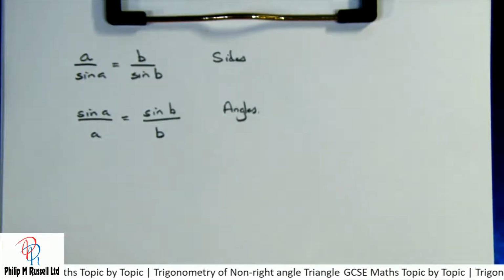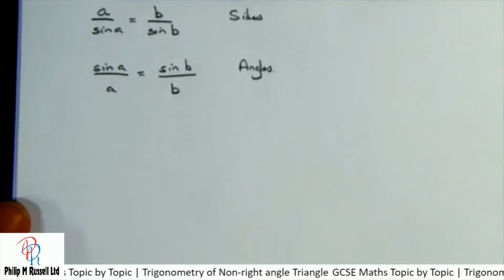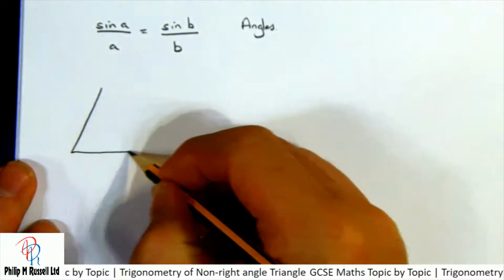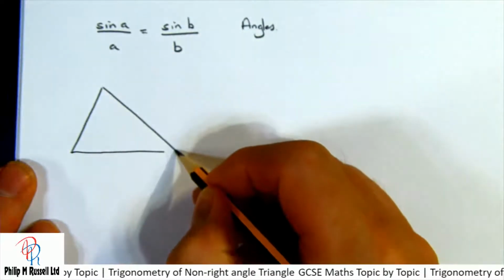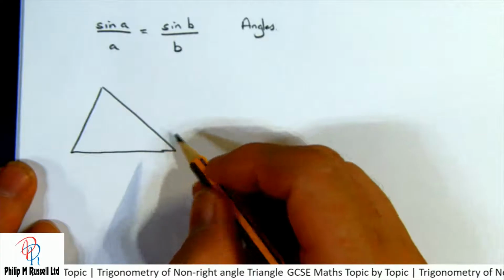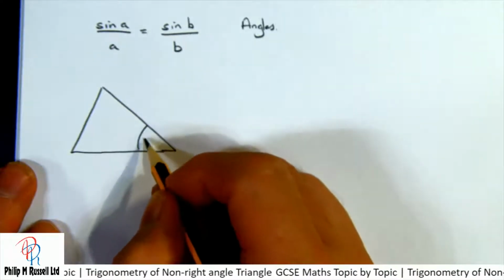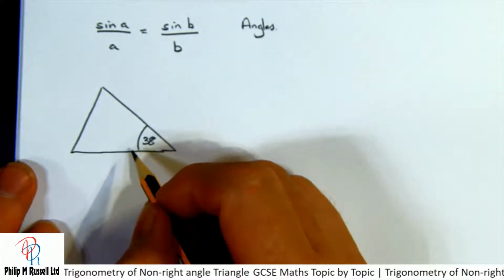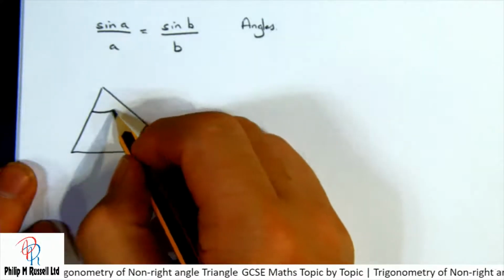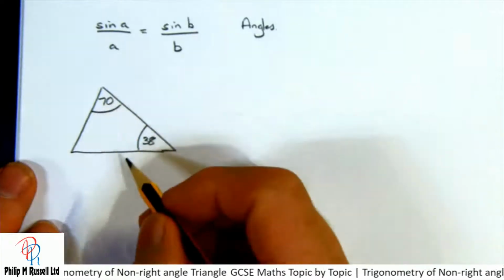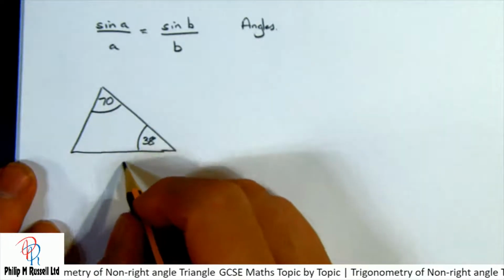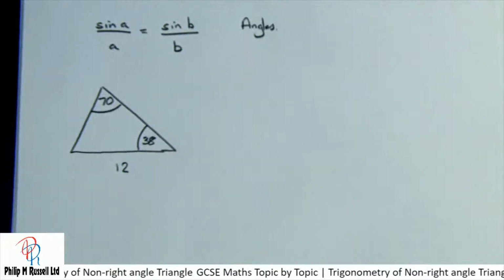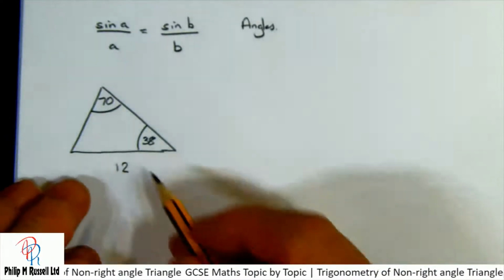So to work out a side, then what I've probably got in a triangle are two angles. Let's just draw in a grotty triangle, and we'll call this one 38, let's say, and we'll have this one as 70, and I've got a side which we'll have as 12. So can we work out what this is?